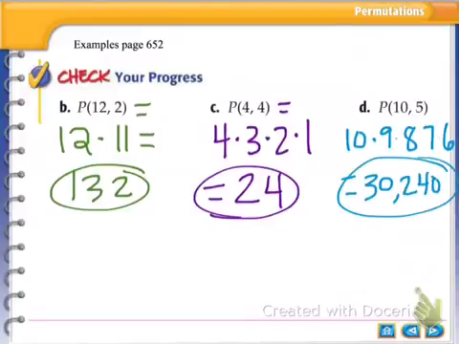Alright, so notice if the numbers are the same, like in C, then I'm going to start with my number and multiply it all the way down until 1. If the numbers are not the same, like right here in example D, 10 choose 5, I'm not going to go all the way to 1, because I'm only going to go down till I have 5 numbers to multiply.